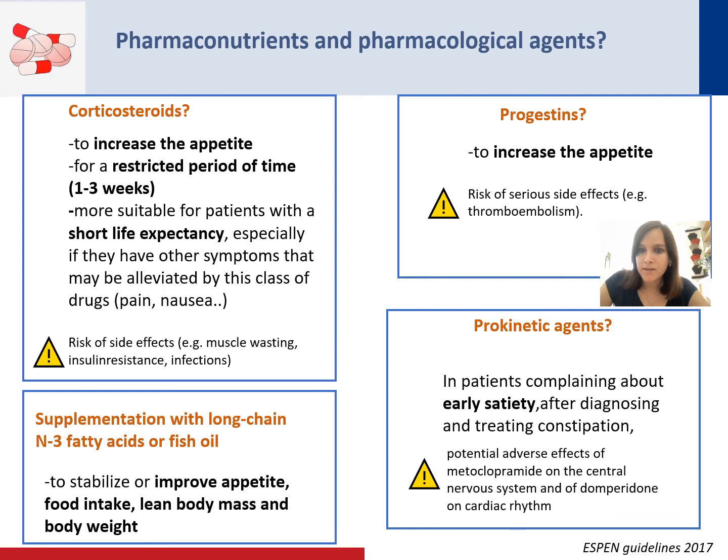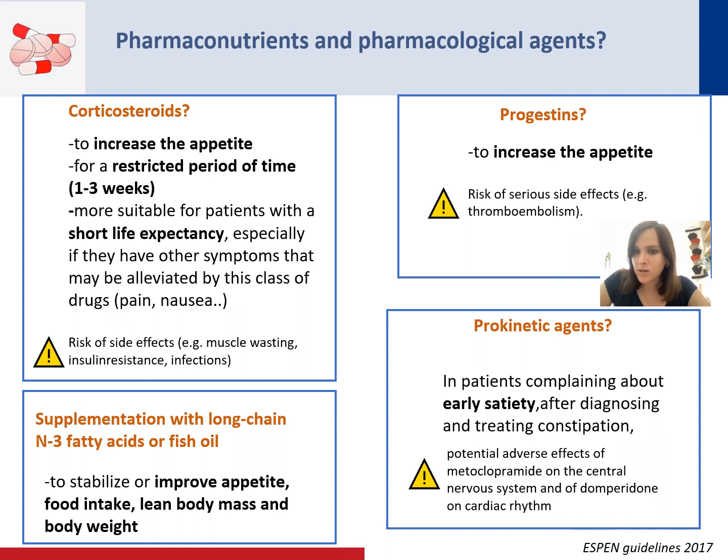Is there a place for pharmaconutrients and pharmacological agents in oncology? First of all, corticoids can be used in order to increase the appetite, but for a restricted period of time, 3 weeks maximum. They are more suitable for patients with a short life expectancy, especially if they have other symptoms that may be elevated by this class of drugs, like pain, nausea, etc. Furthermore, we have to be very careful with the risk of side effects as muscle wasting, insulin resistance, infections, etc.